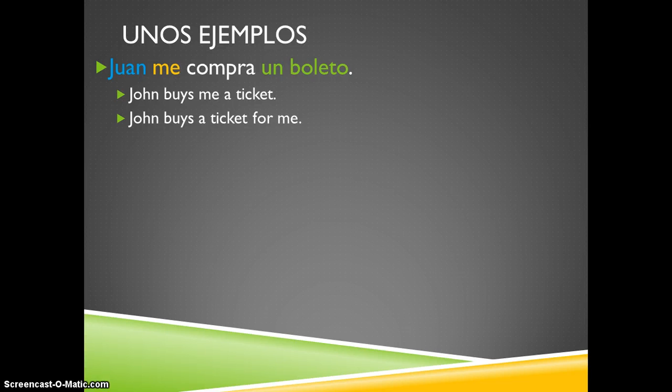Juan me compra un boleto. Juan buys me a ticket, or Juan buys a ticket for me. Notice here we've got Juan, our subject, me, our indirect object pronoun, our verb compra, and then our direct object un boleto.